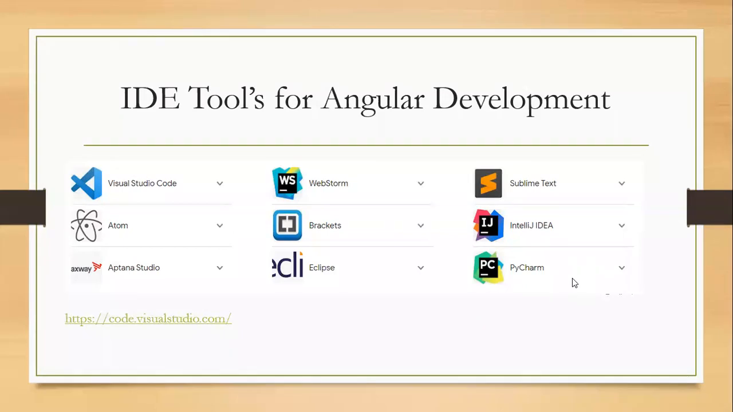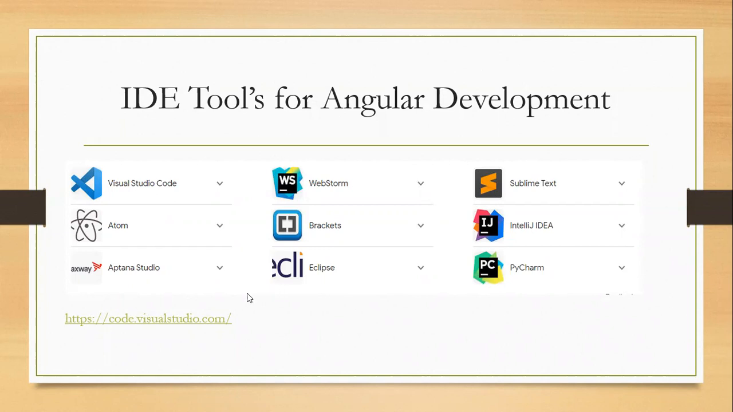What is the full form of IDE? The actual full form is Integrated Development Environment. So Visual Studio Code is an integrated development environment. We also call it VS Code instead of Visual Studio.